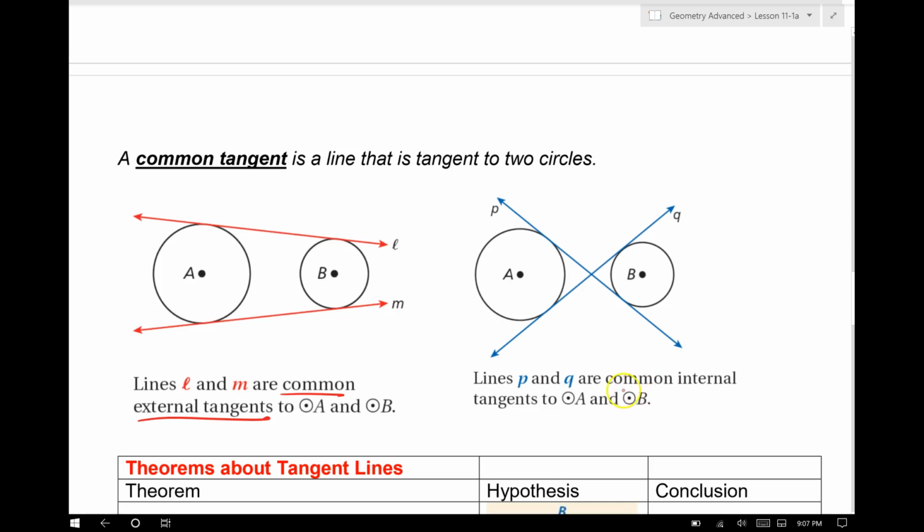However, we also have what are called the common internal tangents, and those are tangent lines that go between the two circles. So think about that. If I have externally tangent circles and I draw the tangent line between them, that would be called a common internal tangent. So that tangent line is a common internal tangent because it's between the two circles.